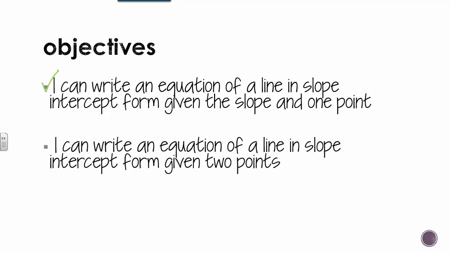Hopefully we can do that now. So now the second one says I'm just going to give you 2 points. So instead of giving you the slope, I'm giving you 2 points. But remember, with 2 points, we can find the slope. And then it puts us right back where we were.